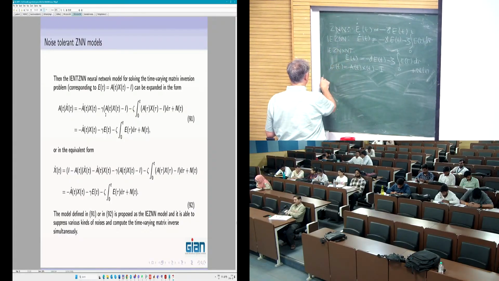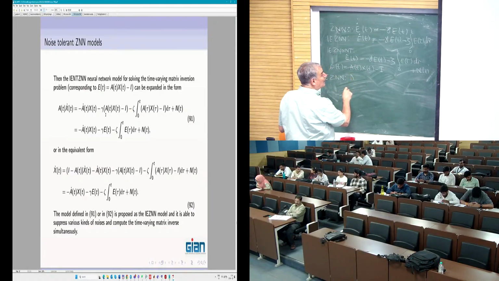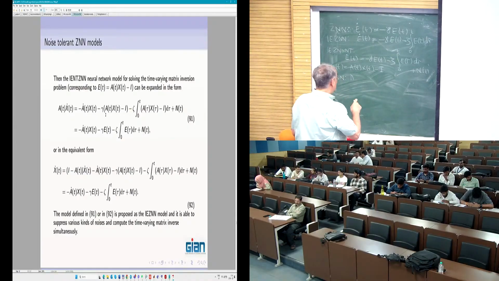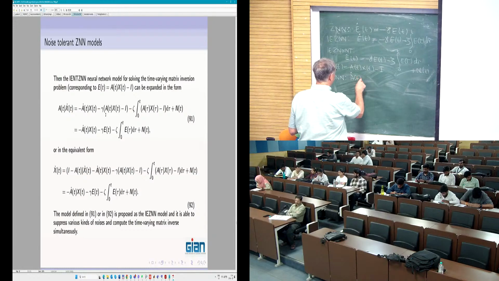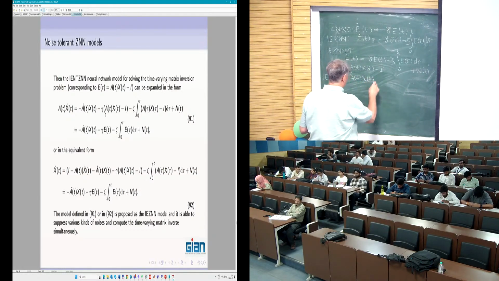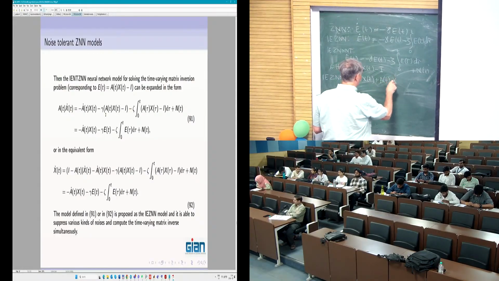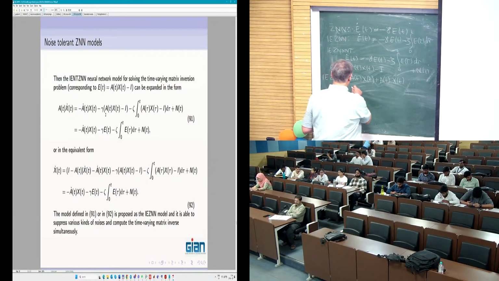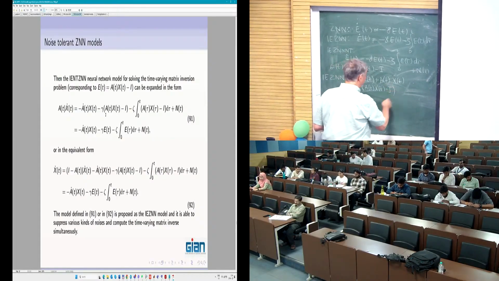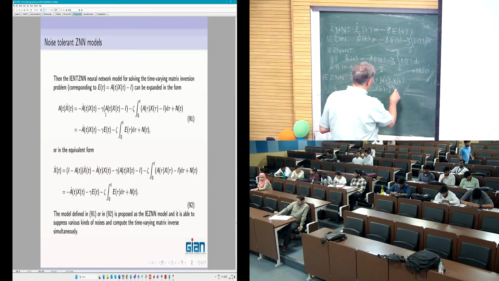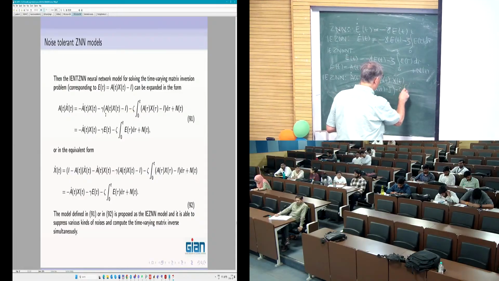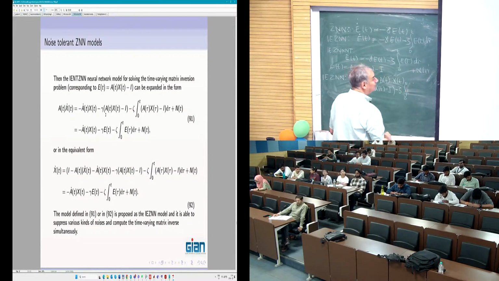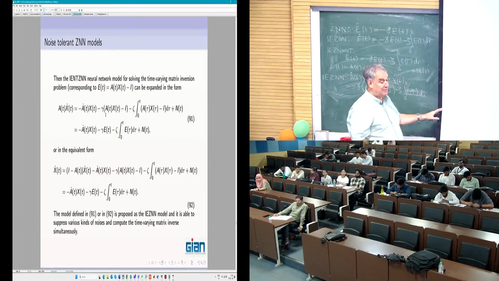For A dot x plus A x dot, it is E dot is equal to minus gamma E minus the integral term zeta, integral from 0 to t of E of tau, which will include noise.